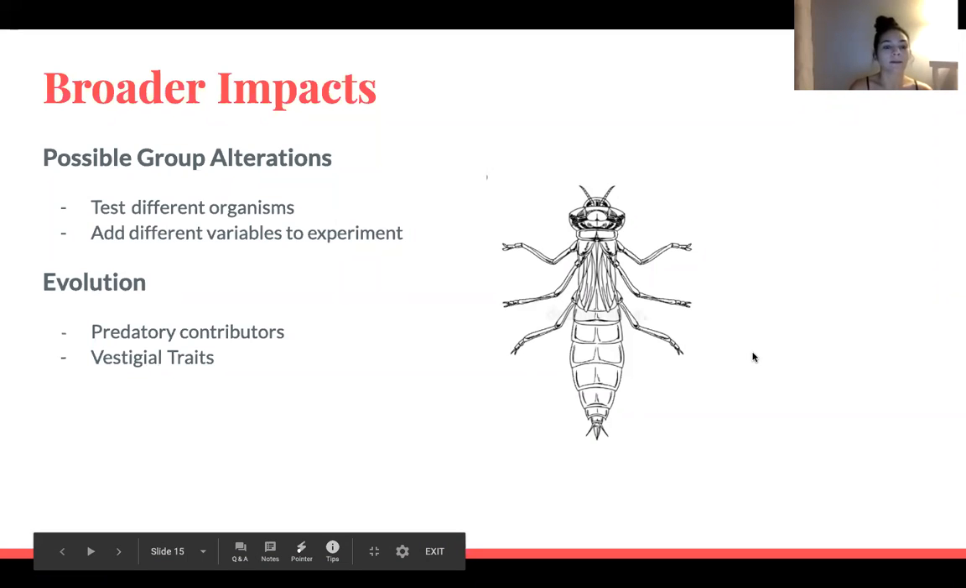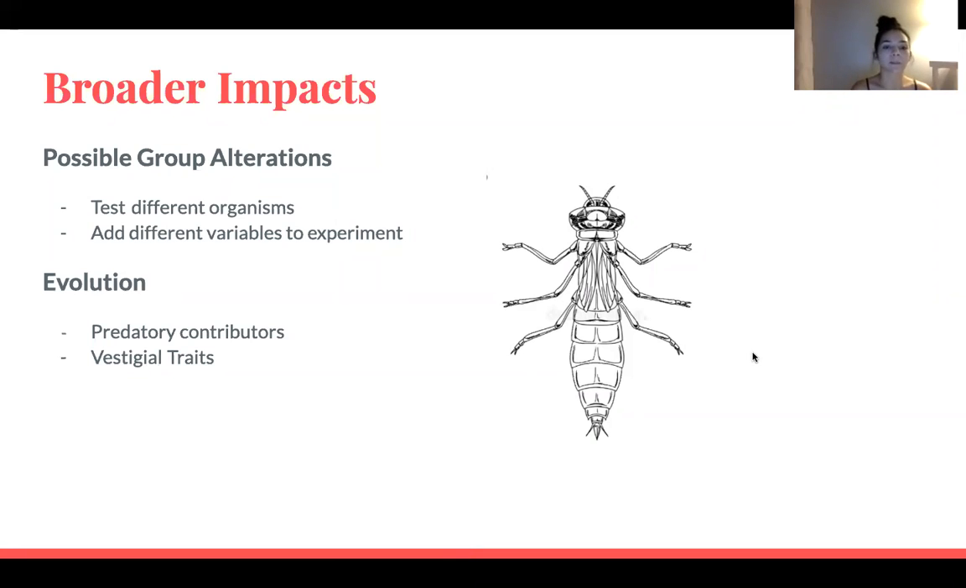We also see that there are different variables to experiment with in this experiment. We can add different fish that could be predatory in the group or the lake that doesn't have predatory fish, and see if there are major changes in the experiment. As in evolution, we see that there are predatory contributors which cause a vestigial trait in the lake that doesn't have predatory contributors, and this is because it's no longer needed, whereas in Frog Lake, they would need the protective structures such as the pelvic structures.